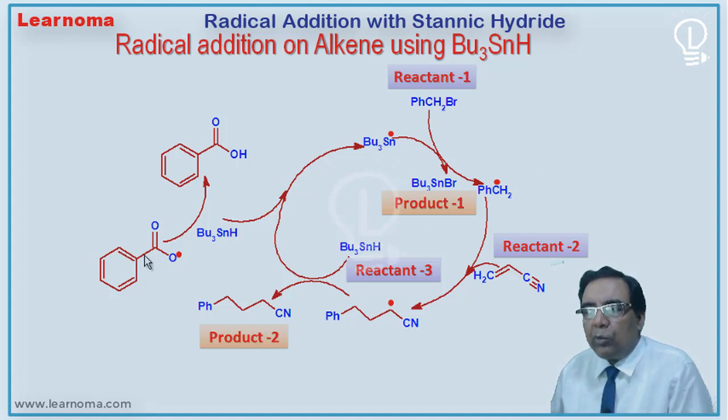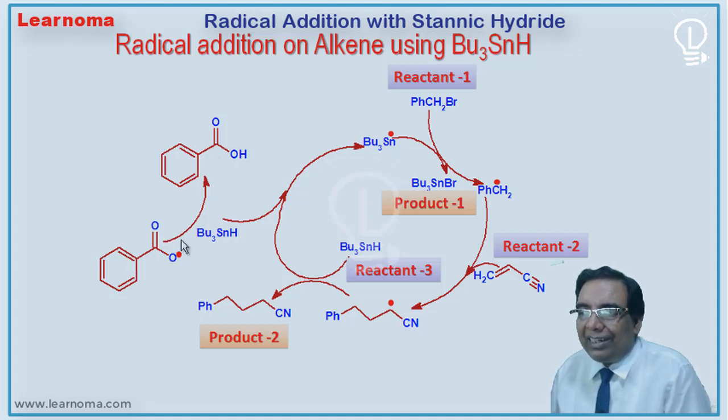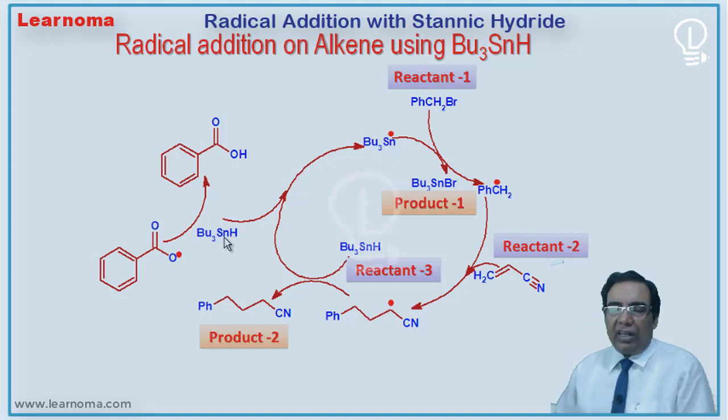First of all, here I am using benzoyl peroxy radical. This radical works as an initiator. It is initiating the reaction. How? By reacting with Bu3SnH, tributyl stannic hydride. When it reacts with tributyl stannic hydride, it snatches hydrogen. The Sn-H bond is somewhat weaker. This is a metal with somewhat covalent character, and this is snatching the hydrogen and forming the acid, benzoic acid, and at the same time the radical is being produced, Bu3Sn radical.